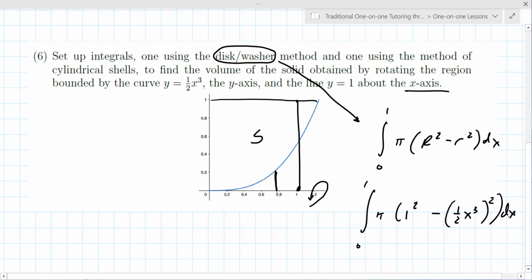When you're rotating about the x-axis, do you use the y-axis as your intervals, like from 0 to 1? It's the x-axis.